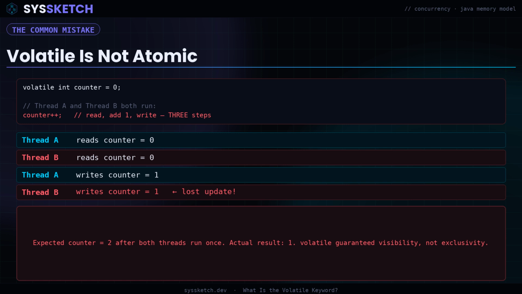Thread A reads 0, thread B reads 0 before it has written anything back. Both add 1. Both write back 1, you expected the counter to end at 2. It ends at 1 and you've silently lost an update with volatile applied correctly the entire time. This is the single most common volatile-related bug in production code, and it happens precisely because the keyword sounds like it should solve more than it does.